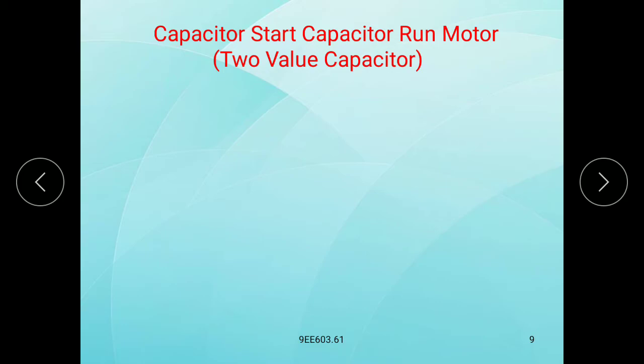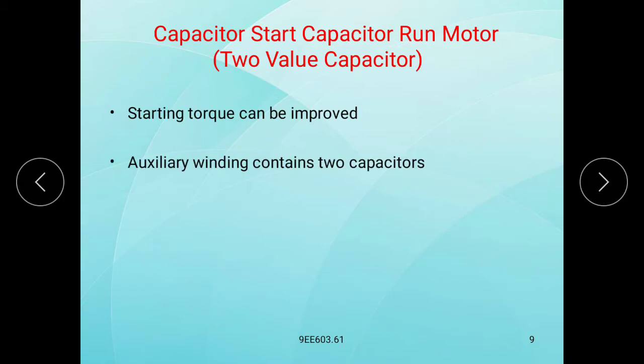Capacitor start, capacitor run motor, two value capacitor. Here starting torque can be improved. The auxiliary winding contains 2 capacitors, one for starting and another for running.